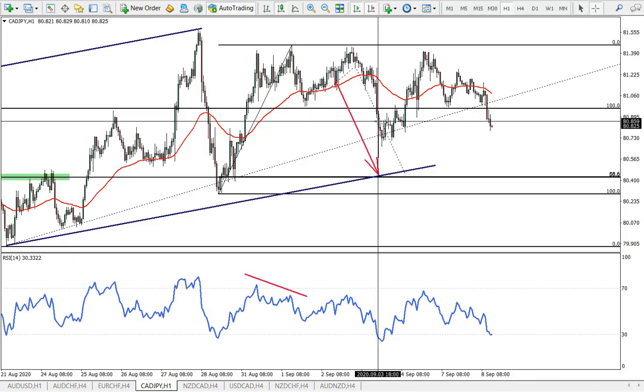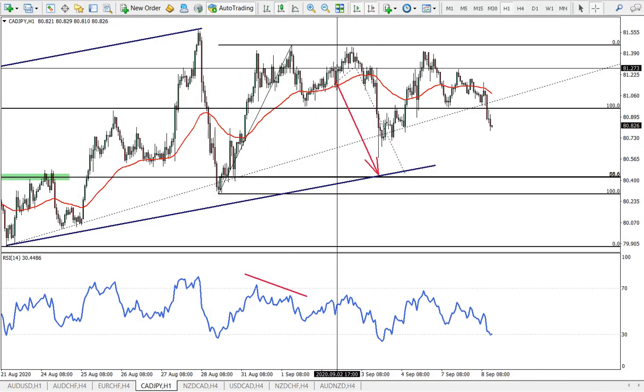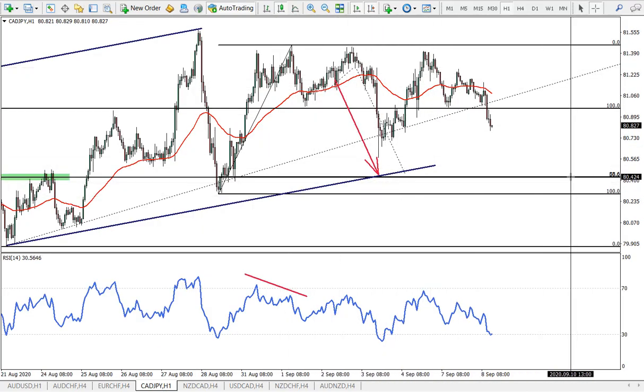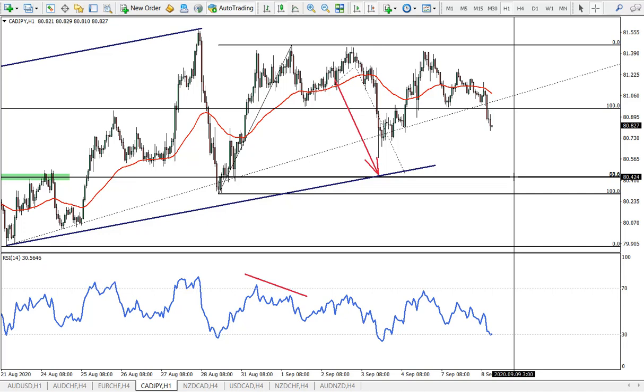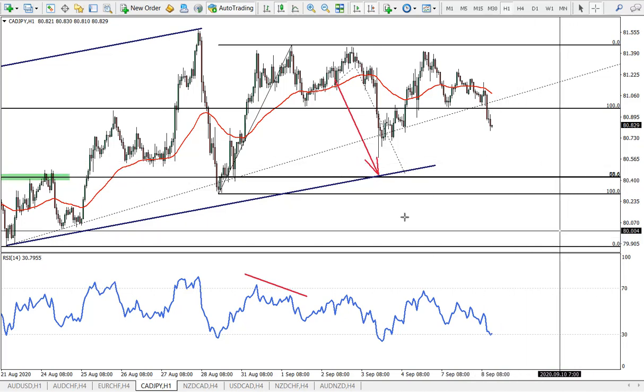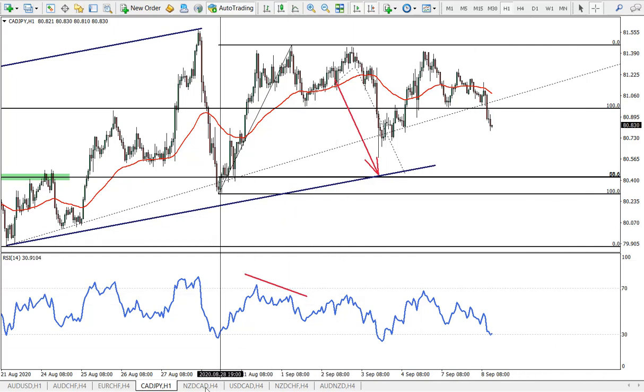Canadian Japanese yen also expecting the scenario as per this chart, so we need to watch for the 80.42 support. Another 40 pips decline is expected here, and we'll see how it goes. If there will be a breakout, maybe even further decline can be expected.